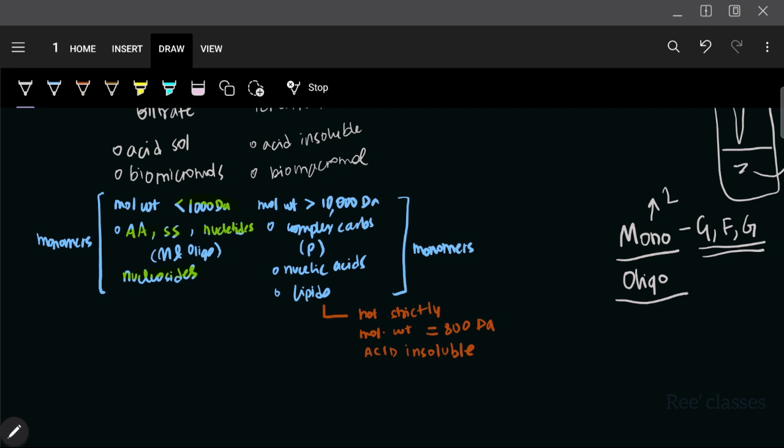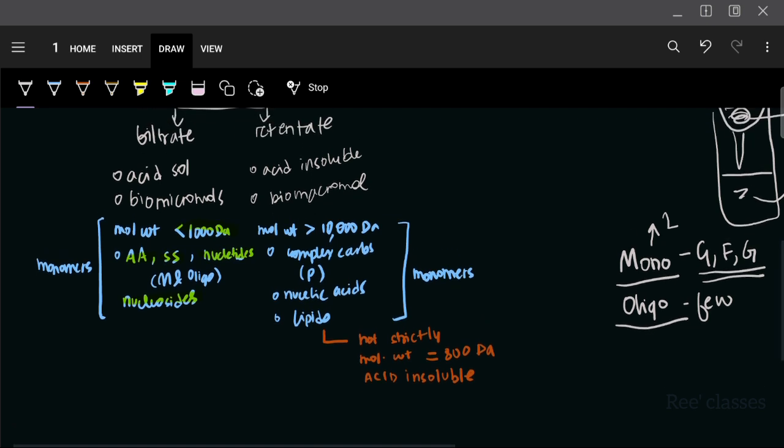And these are highly soluble in water. These are acid soluble, also soluble in water. And oligo is basically few, it means few, so a small chain. While polysaccharide will have a number of sugar chains, right? So polysaccharide is obviously not a monomer and it is not acid soluble, right? So we've cleared that up.